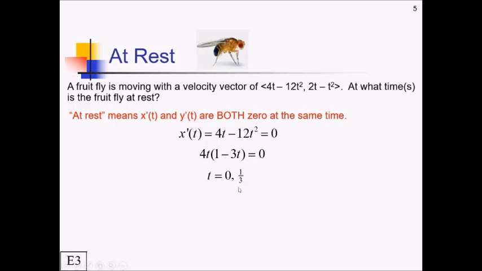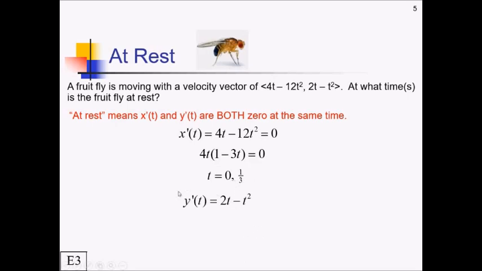So these are times when the left-right motion is 0, the x prime is 0. But I need to figure out if the y prime is also 0 at these times. So let me figure out what y prime is. They actually gave it to us here. It's this 2t minus t squared expression. Now, if they didn't give us the velocity vector, if they gave us position, you'd have to find these derivatives before you could do any of this. But we started with velocity.